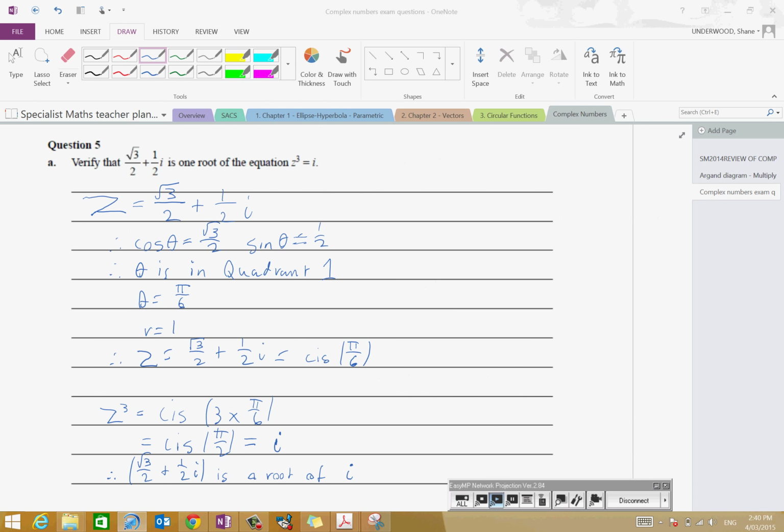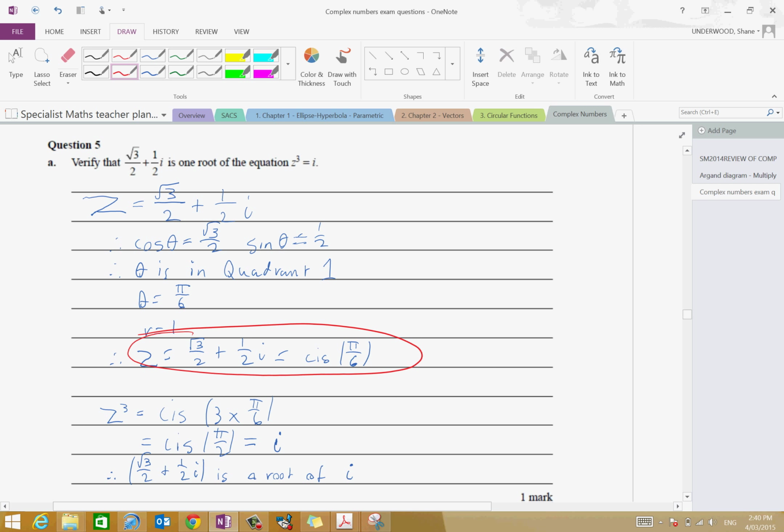Okay, so you should have had a go at this. This is one of those questions that you probably don't have to do this much working. You could go straight to writing Z is equal to cis of pi on 6. That could be your first line of working. Now Luke's shown all his working, that's fine. He's methodical, he's not running out of time.